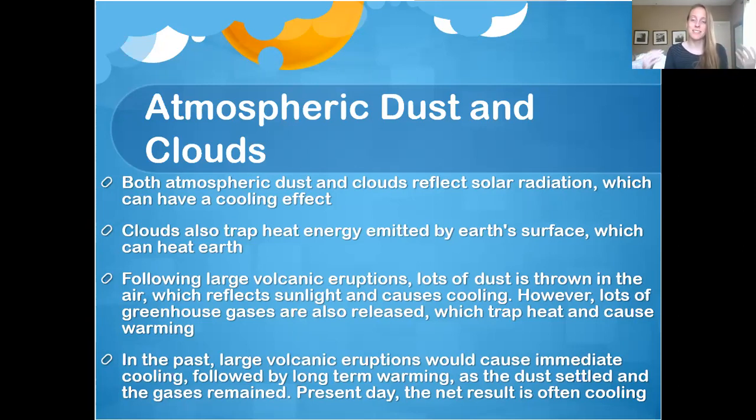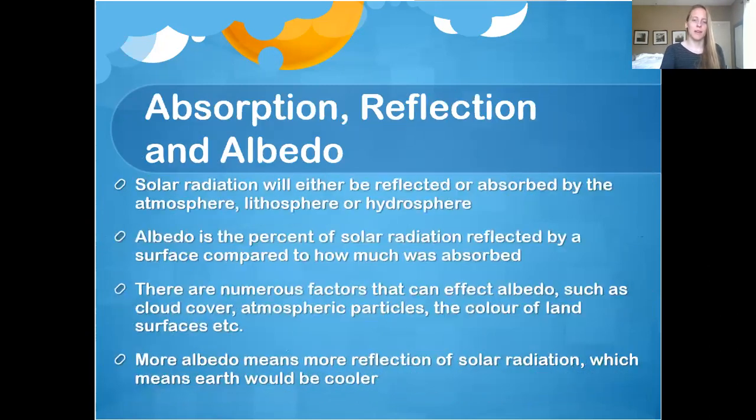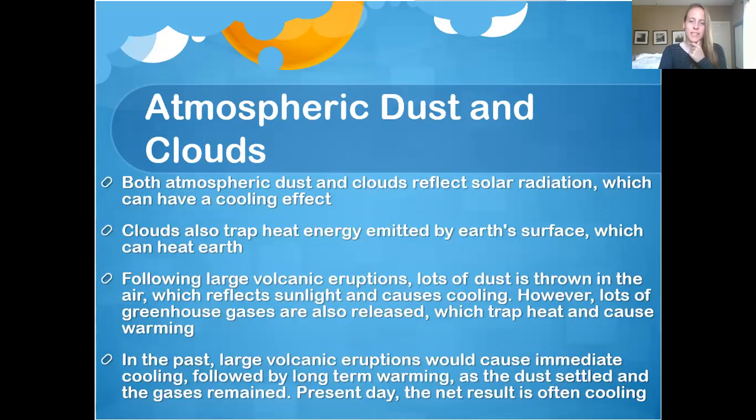So after the dust settles and the sunlight comes back in, the greenhouse gases remain in the air much longer, and therefore you have a warming effect as the sunlight comes in, now that the dust is gone, and that radiated heat gets trapped by the greenhouse gases. And at the bottom here I said, present day the net result is often cooling, and we'll talk about why that is in, I think, the next lesson.